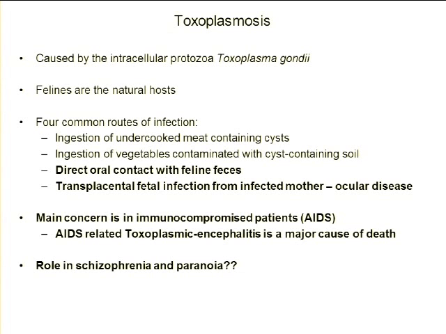Okay? And no one eats feline feces knowingly, but the main route of transmission of Toxoplasma gondii is cat litters. Okay? Cat litters. And we'll talk about that in a minute. Also, transplacental fetal infection, so from an infected mother to the baby. This will occur if the mother has an infection and she's pregnant. The organism will cross the placenta and get into the baby and infect the baby.